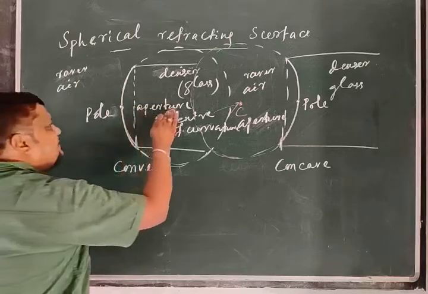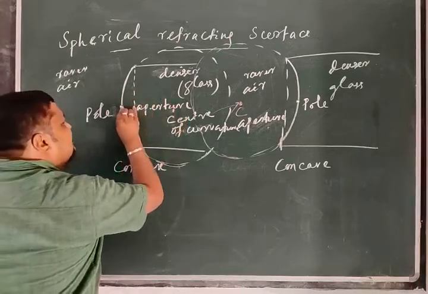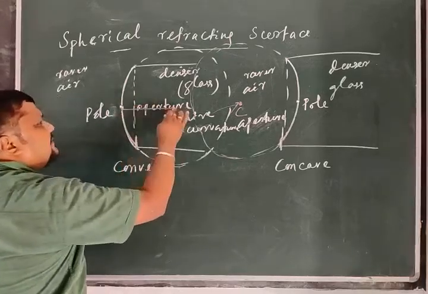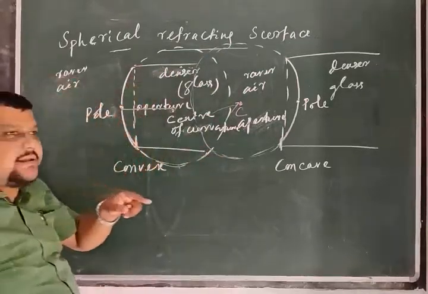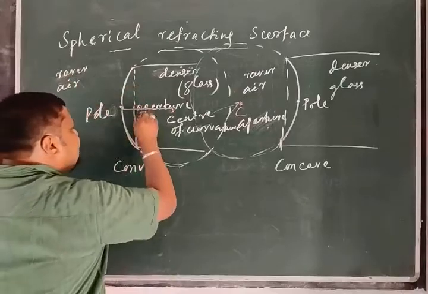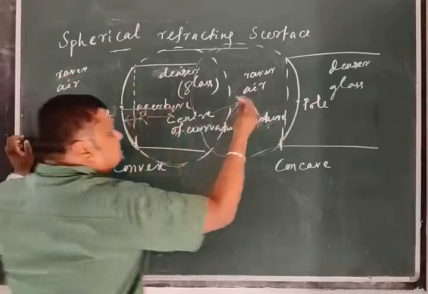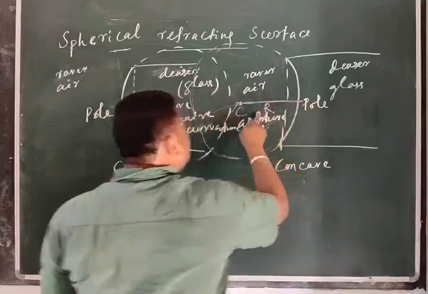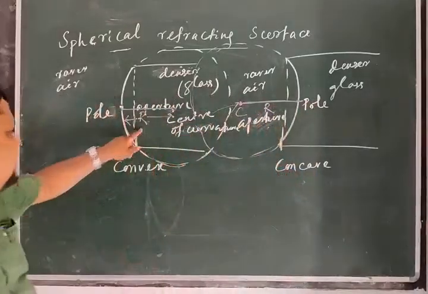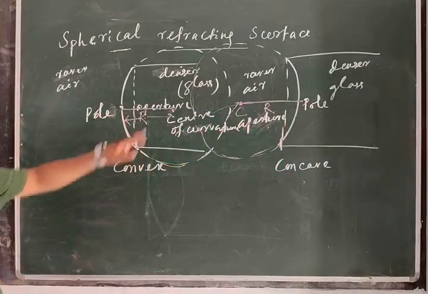Then radius of curvature. What is the radius of curvature? You can say the radius of that sphere of which the refracting surface is a part. So this is your radius of curvature R. Here also, this one is the radius of curvature R. For concave, this is R, and this is your R for convex. Clear?